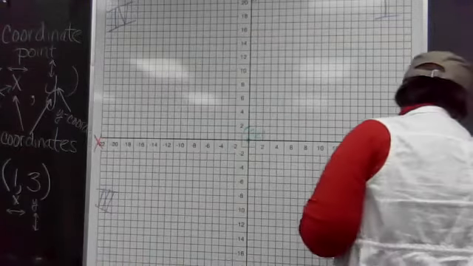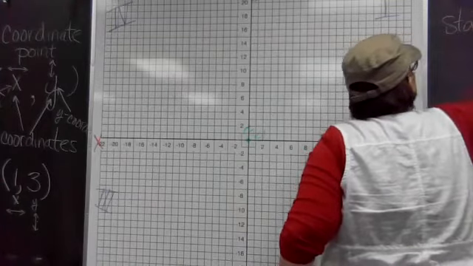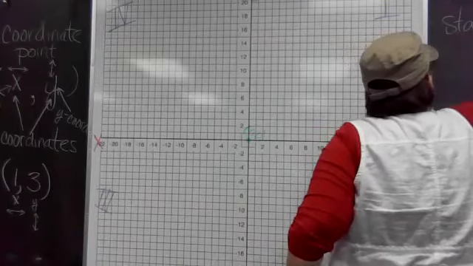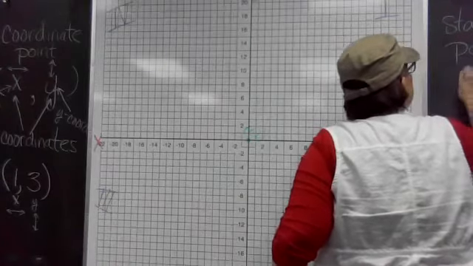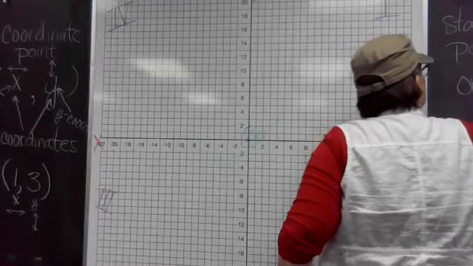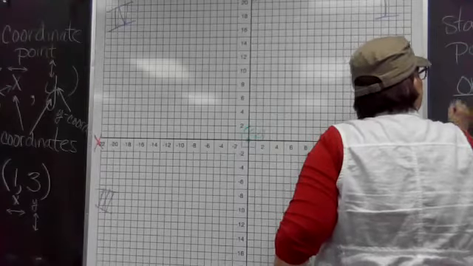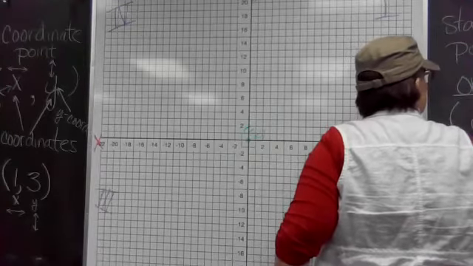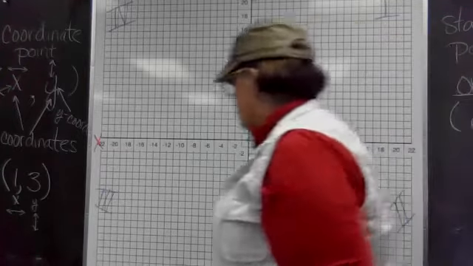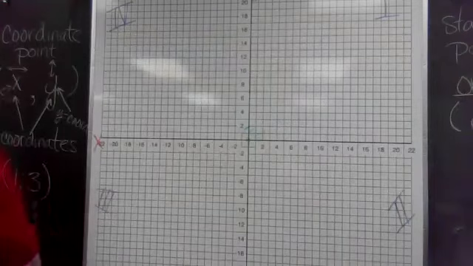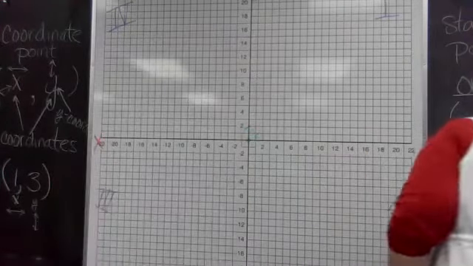And so our starting point will always be the origin. It's called the origin. That means where everything starts. And the origin address is 0, 0. Okay, so we're ready to graph this point 1, 3.